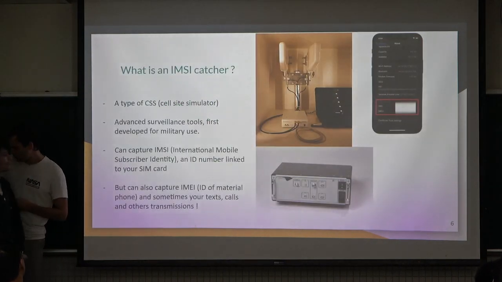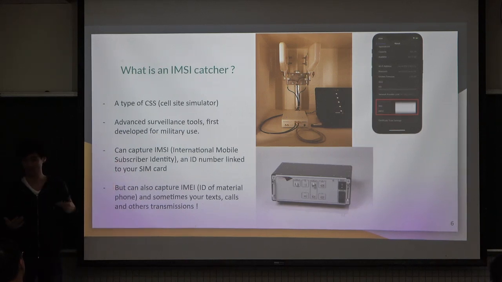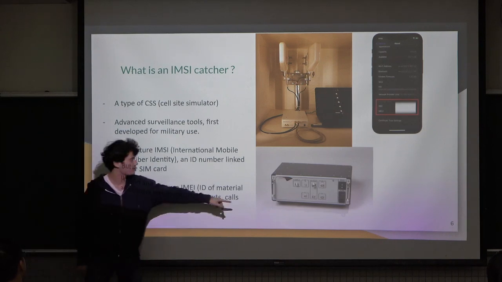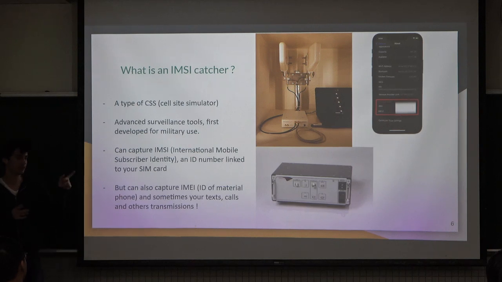Okay, so first of all, what is an IMSI catcher? It's a type of CSS, a cell-site simulator. Basically, it will trick the phone into thinking it's talking to a cell phone tower. It was first developed for military uses, but now it's an advanced surveillance tool and more widespread. For example, these two are basic IMSI catchers without any antennas.